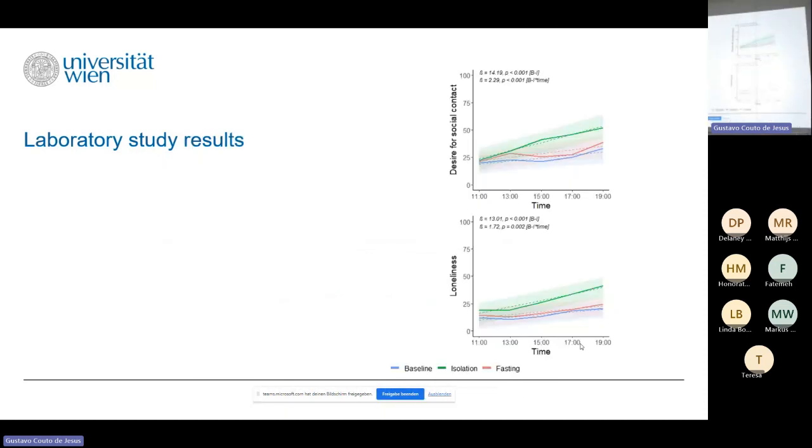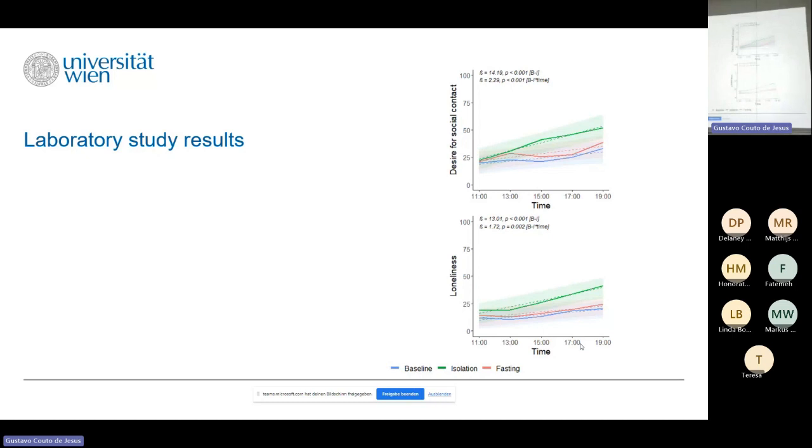So what are the results? Very interesting results. First of all, we saw that over time, the colors will be coded the same throughout the presentation: fasting in red, isolation in green, and blue is the baseline condition. As you can see over time, participants report increasing loneliness and also an increased desire for social contact, but this is stronger for the social isolation condition.